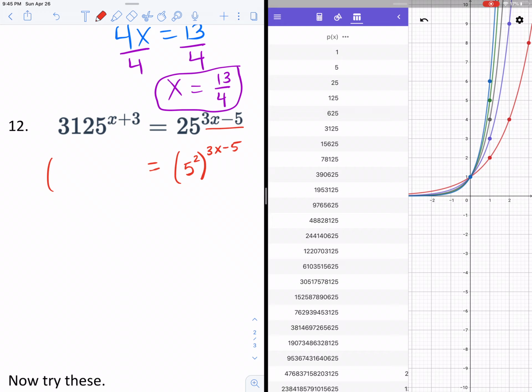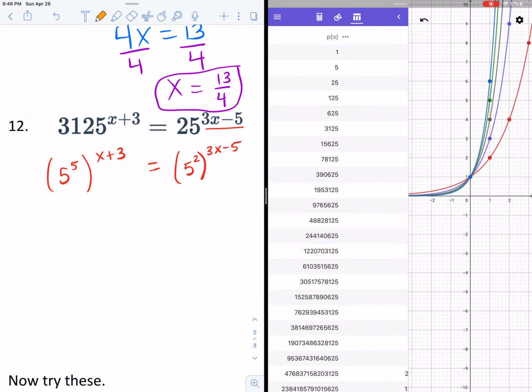On the left-hand side, instead of the 3,125, I'm going to scroll down, and I see that that is 0, 1, 2, 3, 4, 5. The 3,125 is the 6th number on the list, so that's a power of 5. So I'm going to put 5 to the 5th power. Okay, so we said 0, 1, 2, 3, 4, 5. Yep, 5 to the 5th power is the 3,125, and then bring down the x plus 3.